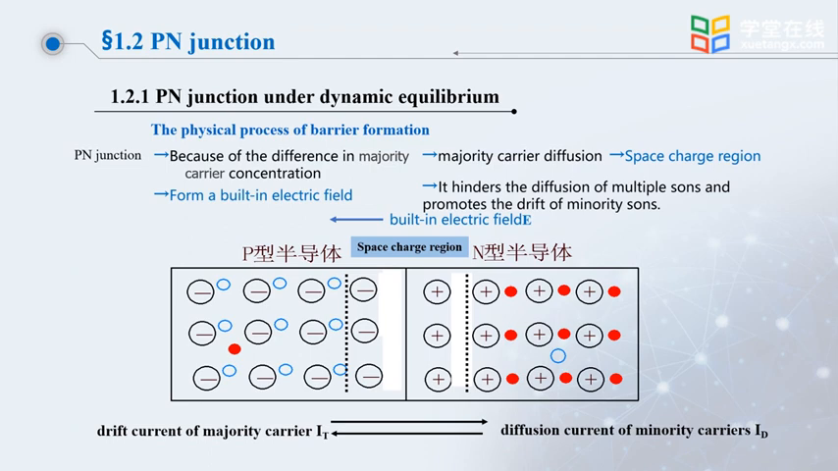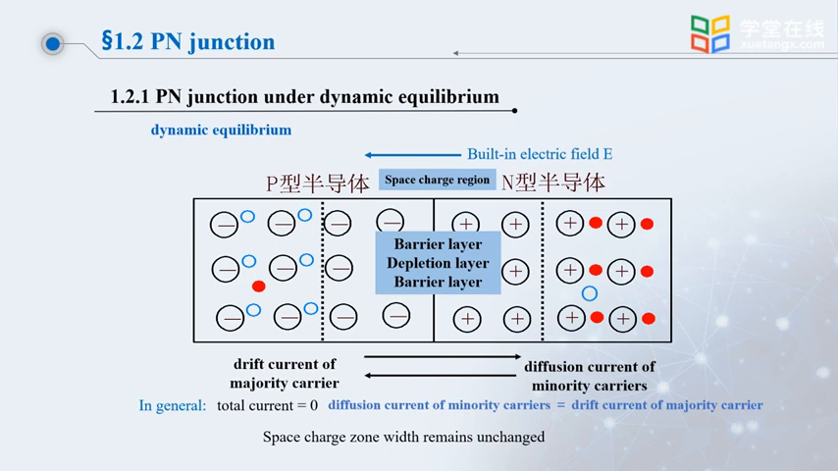Diffusion makes the built-in electric field gradually strengthen, and the drift of the minority carriers also gradually increases. At a certain moment, the majority carrier diffusion current ID and the minority carrier drift current IT are approximately equal, and when they are equal, the barrier layer forms a dynamic balance. At this time, from a macro perspective, the total current in the barrier layer is zero, and the width of the space charge region remains unchanged. We call the barrier layer at this time the PN junction, also called the depletion layer or barrier layer. This is the process of PN junction formation and the principle of achieving dynamic balance.